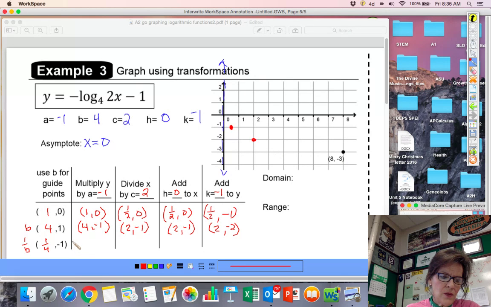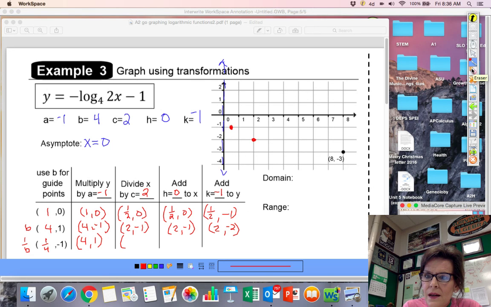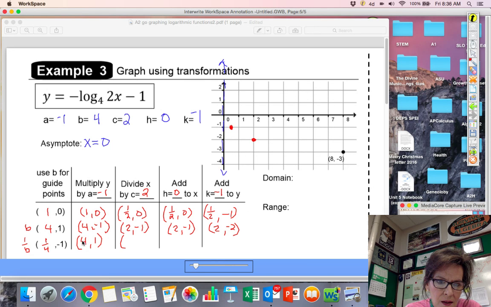Lastly, (1/4, -1). We're going to multiply y by the a value of -1, and we have (4, 1). No, that's not right, is it? I need my alert students here. I'll just find the eraser. Aha. I need my alert students here to keep me on track. Alrighty, so this would be 1/4. There we go. (1/4, 1).